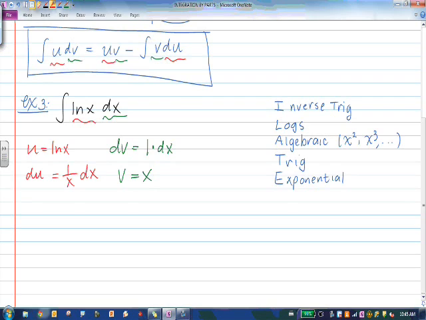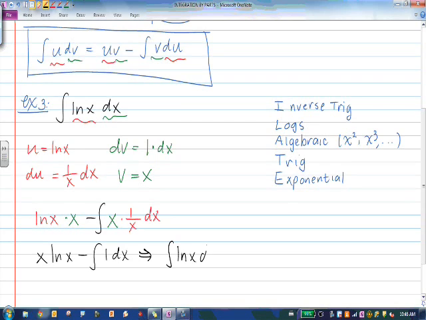Plugging it into the integration by parts formula, I'll get ln of x for u, v is just x, minus the integral of v du, which is x times 1 over x dx. So what we have is x natural log of x, minus the integral, if I simplify that, of 1 dx. So what we learn is that the integral of natural log of x dx is x times natural log of x minus, and that integral is x, plus c. And there you have it. Now you know the integral of natural log.